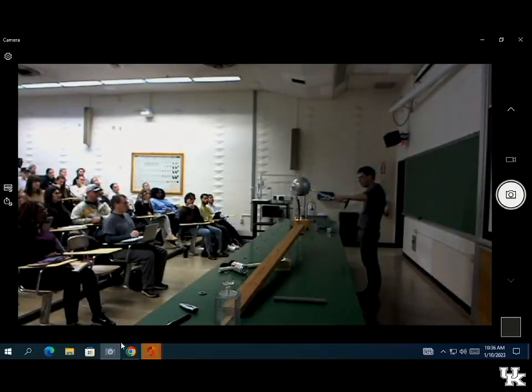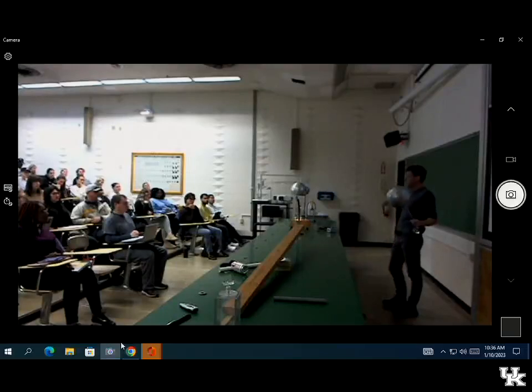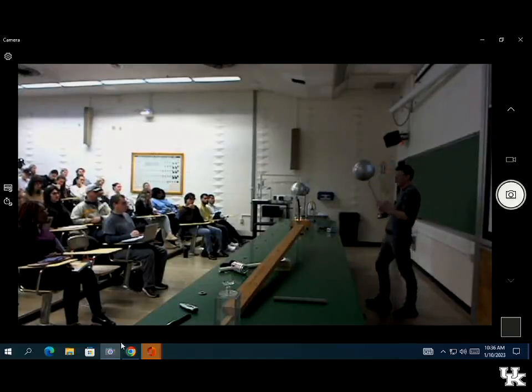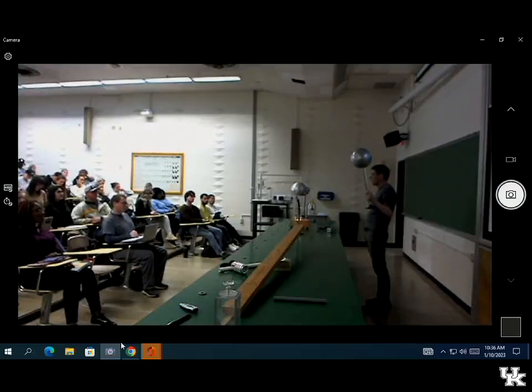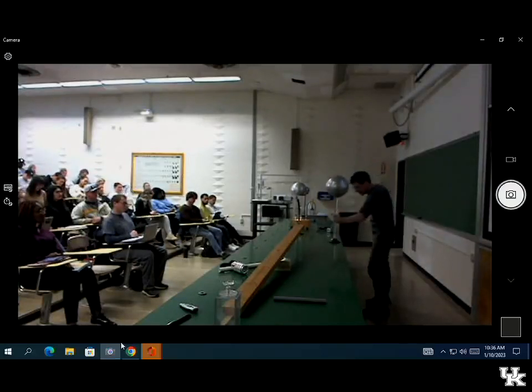But now I'm going to touch the electroscope. Maybe I'll spread this all over the electroscope. And now look, that arm stays put because I literally transferred charge from this sphere onto the electroscope. And so that is charging by contact rather than charging by induction.